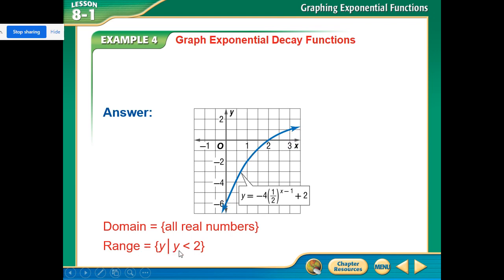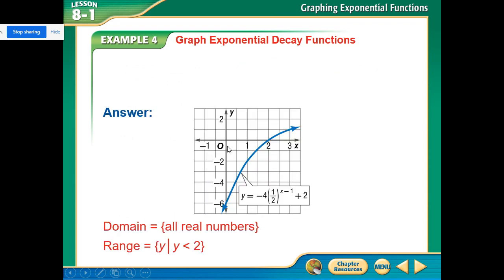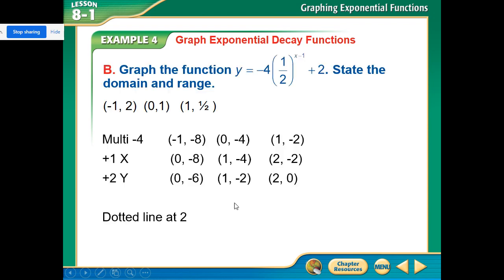So what does that do to my range? It says my range is less than 2 now instead of being greater than. So be aware when we have a negative there, we do end up having to go less than instead of greater than. The domain, again, stays at all reals. So we have our different points here: 0, -6, that's the first one there, nice. 1, -2, and 2, 0.